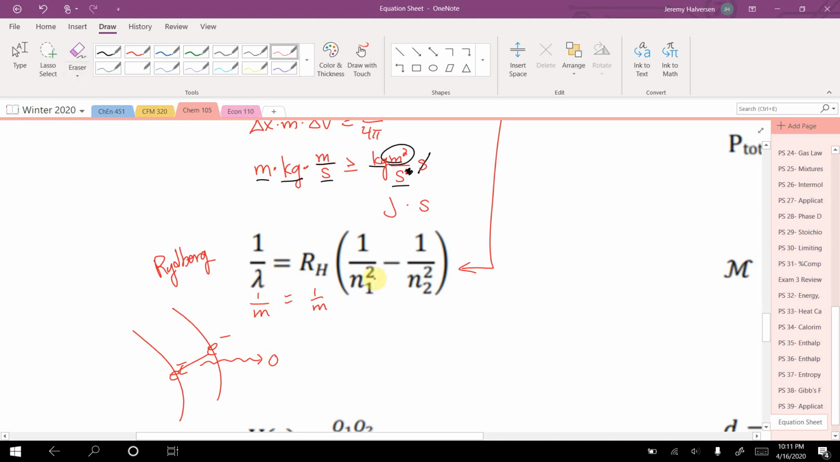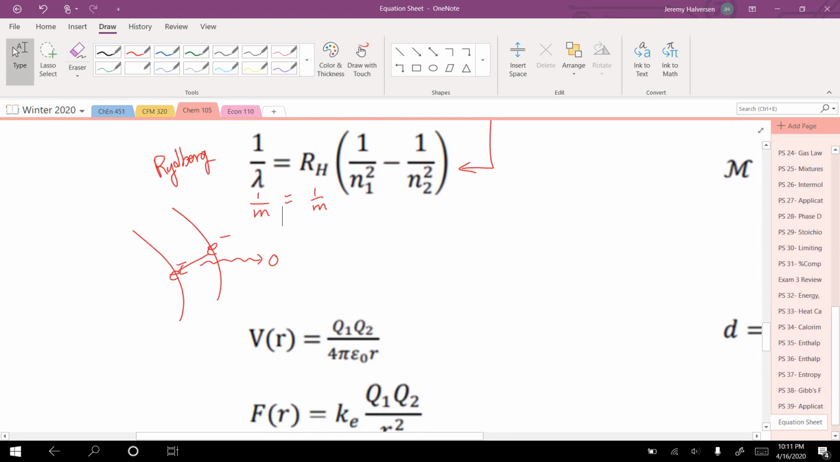Now a lot of people wonder which n goes first. Do I put final minus initial or smaller minus bigger? I always tell my students, don't worry about it. Just plug in your n's, because at the end of the day, if you plug in the wrong ones, it's just going to flip the sign. If you flip the n's, it's just going to flip the sign on your answer. And so you need to think about what your answer should be.